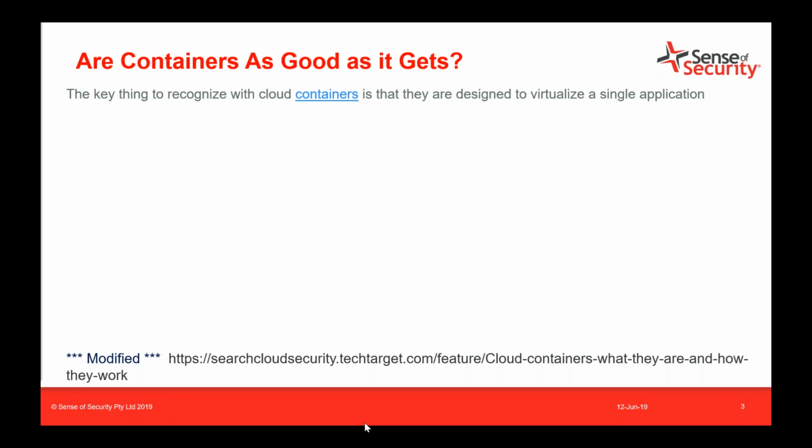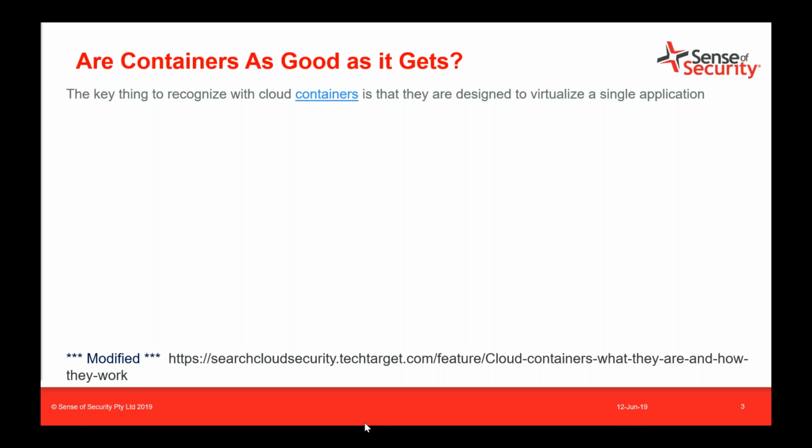So one of the big questions today is, are containers as good as it gets? Now, in order to answer that question, I think we've got to peel back a few layers and look at the fundamentals of what actually a container is and where the security controls actually operate with it. The key thing to recognize with containers is that they're designed to virtualize a single application.